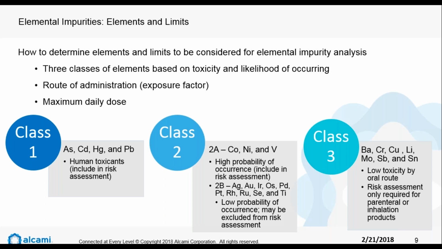And the last part of the elements is the maximum daily dose. The maximum daily dose of the drug product is used to calculate the limits. There are some options. There's an option 1, which assumes a 10-gram daily dose or less, but that daily dose is based on the weight of the entire drug product being delivered. It's not the dose of the API, but rather the weight of the entire dose in a day.